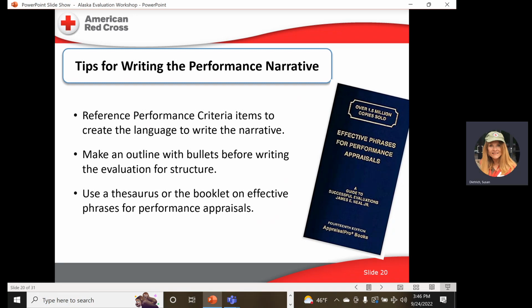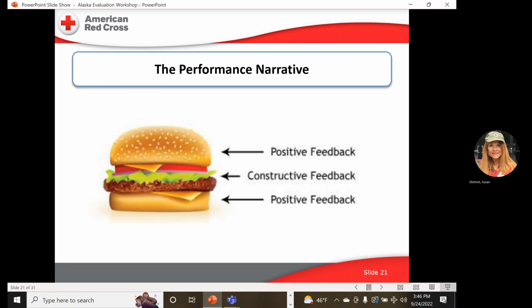I suggest that you make an outline with bullets before writing the evaluation for structure. Now, in writing a narrative, you have all heard of this, the sandwich approach. So you're going to start with the positive. It's best to start with the most positive, and then give some constructive feedback, and then positive feedback.